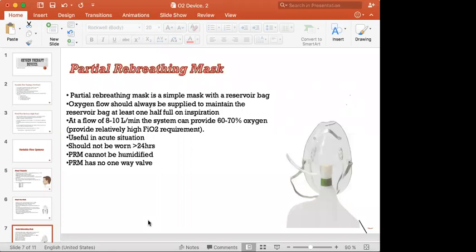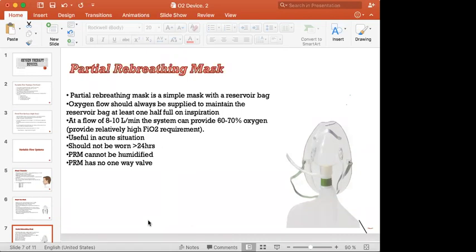A partial breather mask looks like the simple face mask, but with the addition of a reservoir bag, and there is no one-way valve between the mask and the reservoir bag. When the patient is using a partial breather mask, at least one half of the bag should be inflated at the end of inspiration.